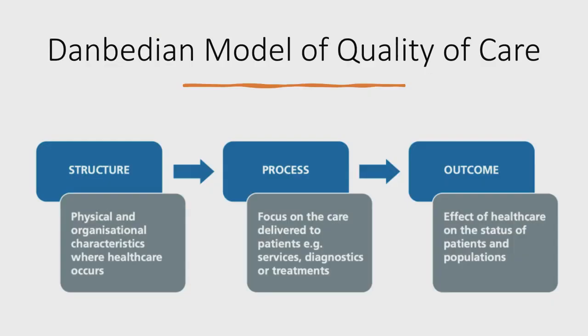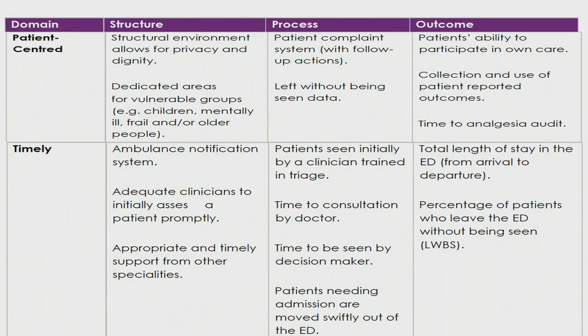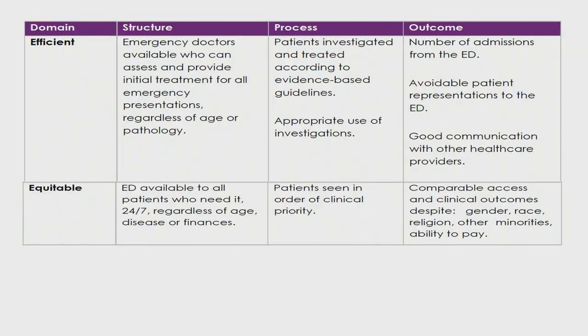This is the Donabedian model of quality of care, which is very well used in assessing the services of the healthcare system. It basically looks at three things: the overall structure of the health system, processes, as well as the outcome. Based on structure, process and outcome, we can evaluate the quality standard of the emergency services. Initially we mentioned the domains: safety, patient centered, timely, efficient and equitable. We can divide them into structure, process and outcome, and monitor those different things.